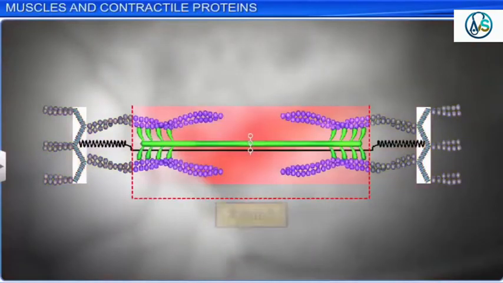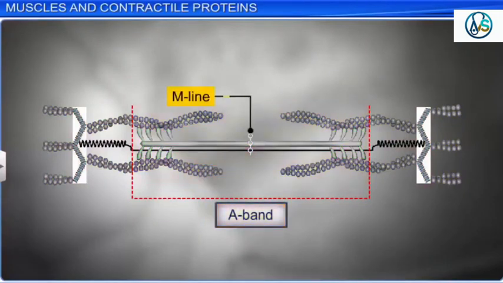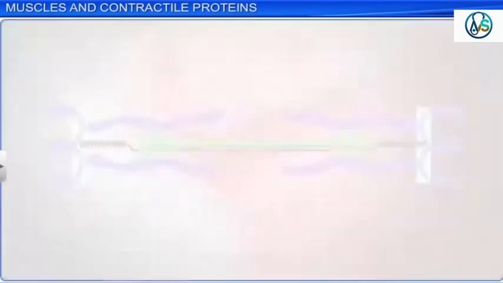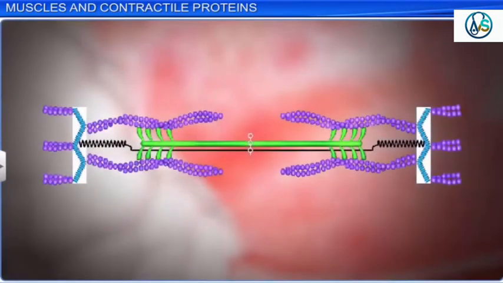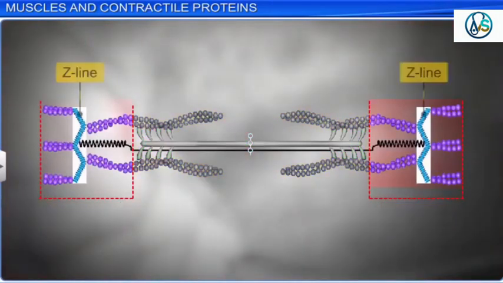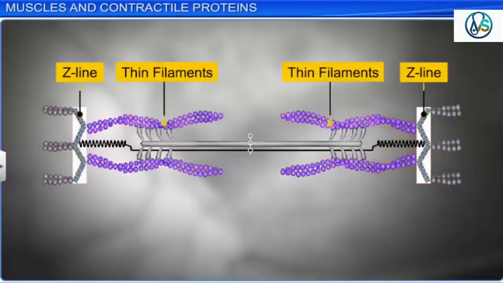Each A band is bisected by a thin fibrous membrane called the M line, to which the thick filaments are attached. Similarly, the center of each I band is bisected by an elastic fiber called the Z line, to which all the thin filaments are firmly attached.